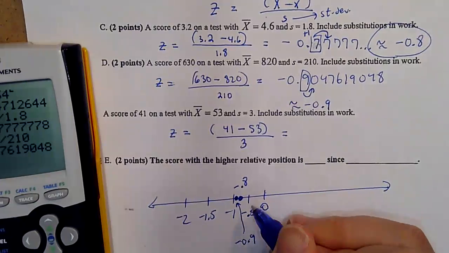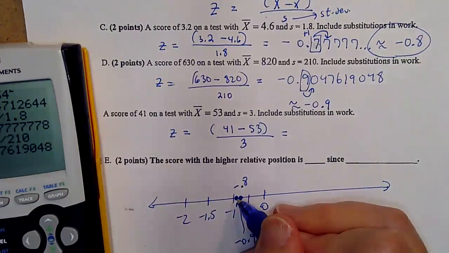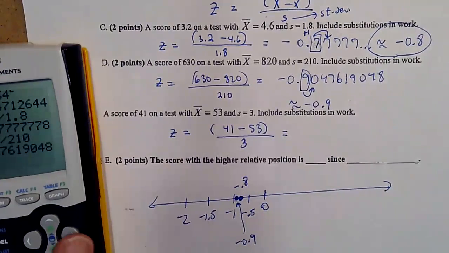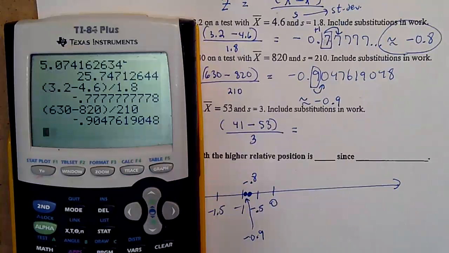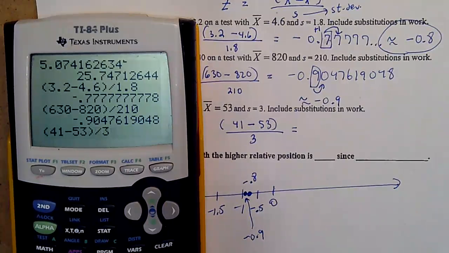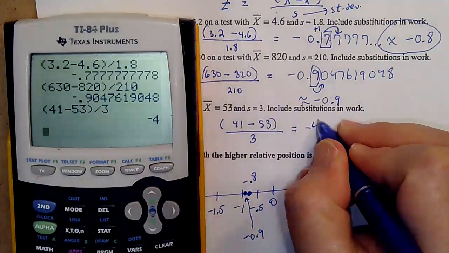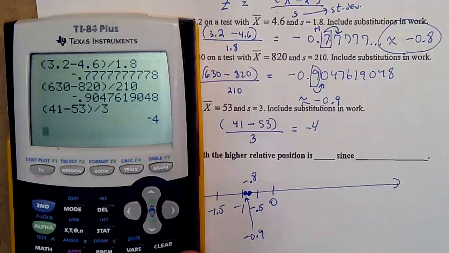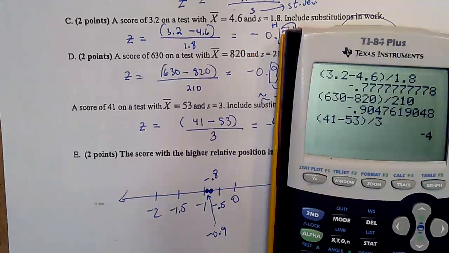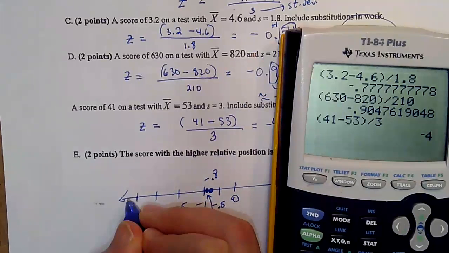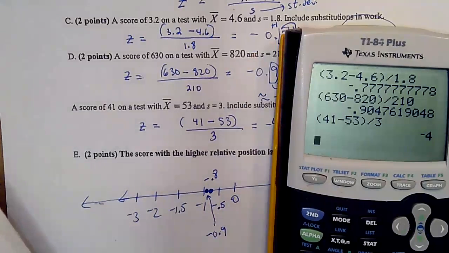So -0.5, -0.6, -0.7, -0.8, -0.9. Okay, now we're going to do this one. Parenthesis 41 minus 53, close parenthesis, divided by 3. That gives us -4. So then that's -2, -3, -4 is out here somewhere.